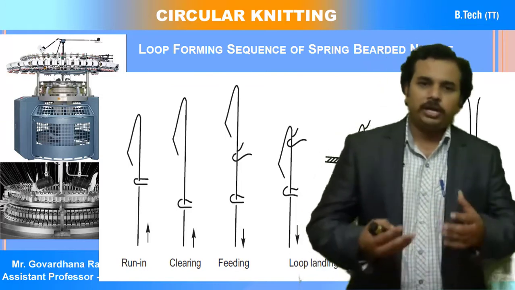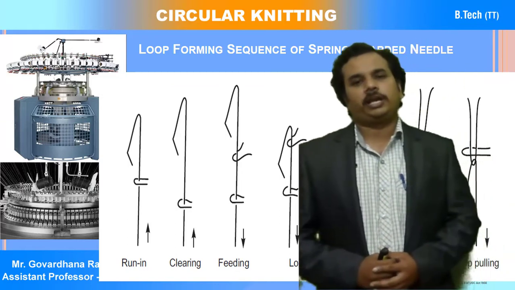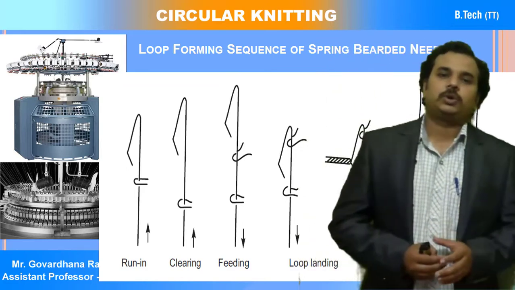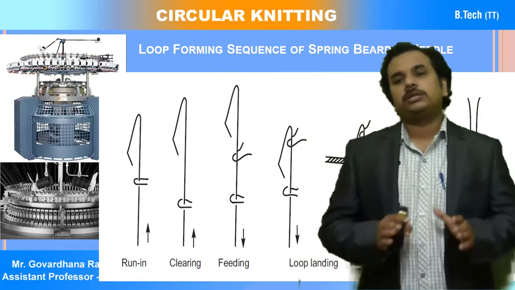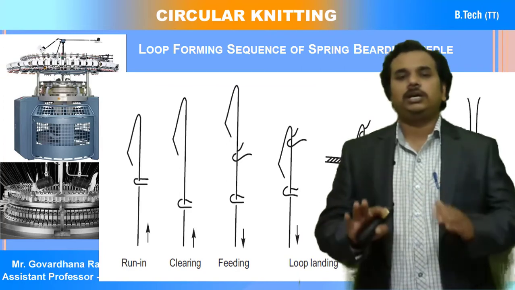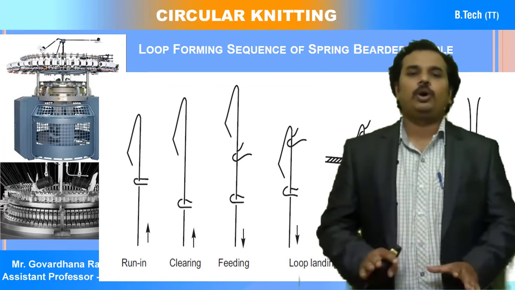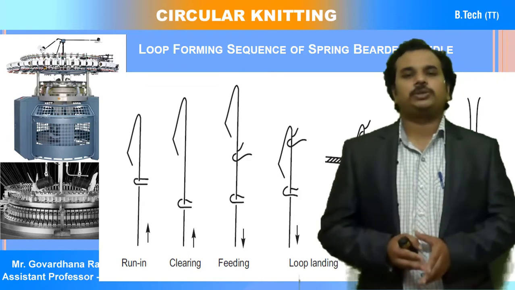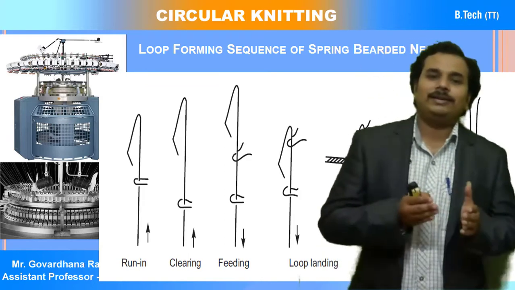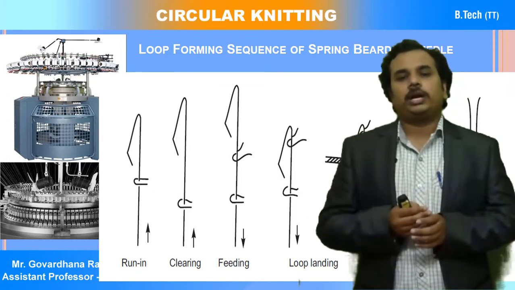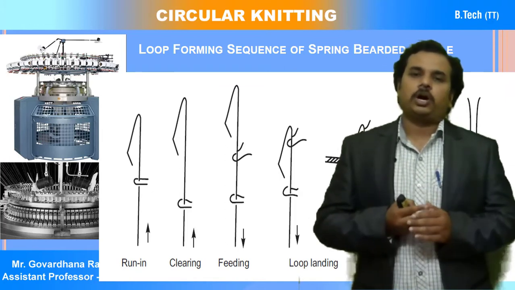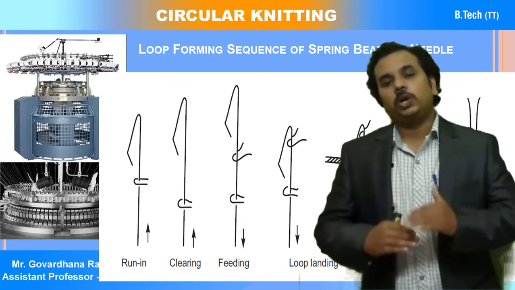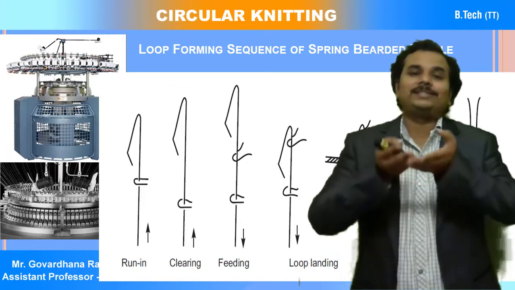Apart from that, the other elements which are going to be activated or deactivated depend upon the needle type we are using. So here in the spring-bearded needle case, you can see the first one where the running is. Running is nothing but the needle is just in the same position. There is no clearing or anything happening. Now in the second case, you can observe that the needle is slowly rising up, so that the old loop, or already formed loop on the stem, is going to be slowly lowered. It is nothing but the needle rising up.